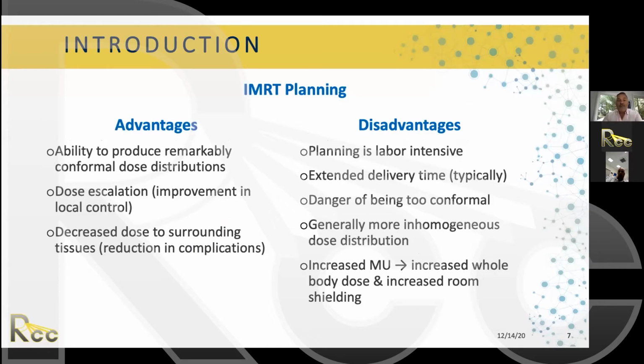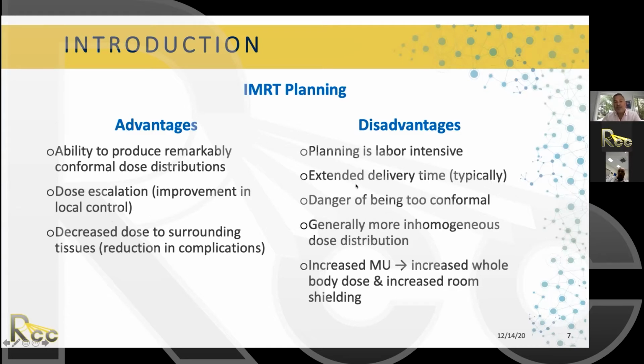A quick look at IMRT planning advantages and disadvantages. Again, you have probably seen this in previous lectures. The advantage is that you have the ability to produce very, very conformal dose distribution plans. You can do dose escalation because you can conform your dose to the target, so you can increase the dose per fraction to improve local control, and at the same time decrease the dose to surrounding tissue, so you are sparing a little more of the organs at risk using IMRT. Those are the main advantages.